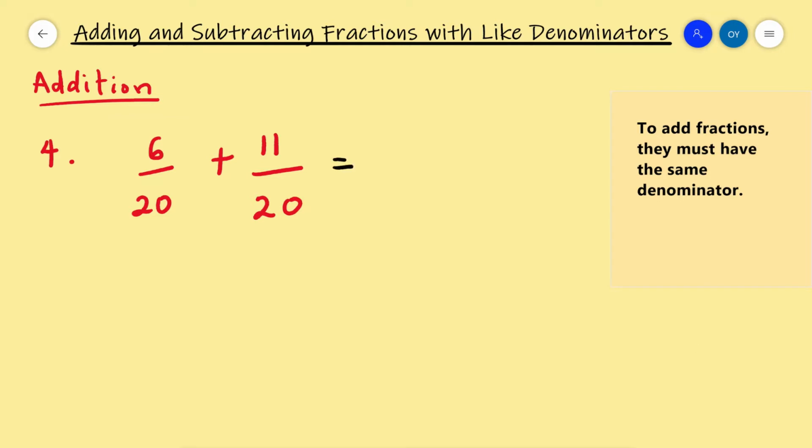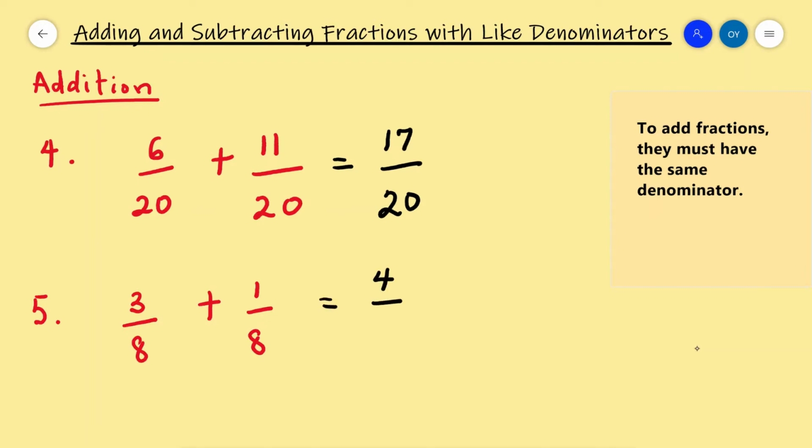6/20 plus 11/20. This is 6 plus 11, that is 17/20 because they have the same denominator. Then we have 3/8 plus 1/8. That's 3 plus 1, that is 4/8.